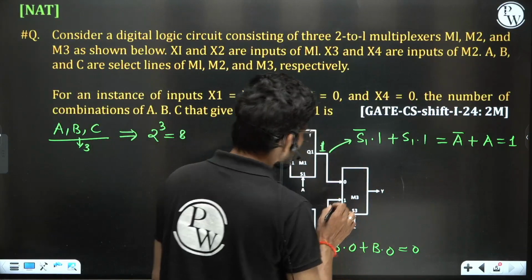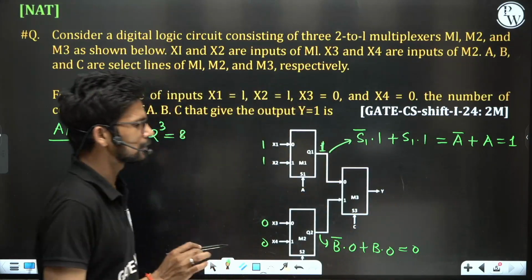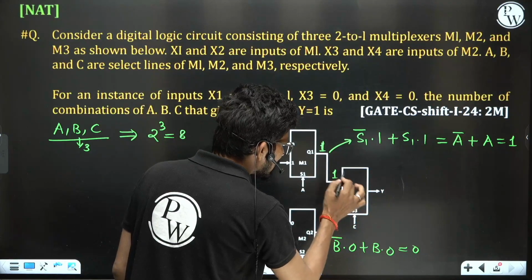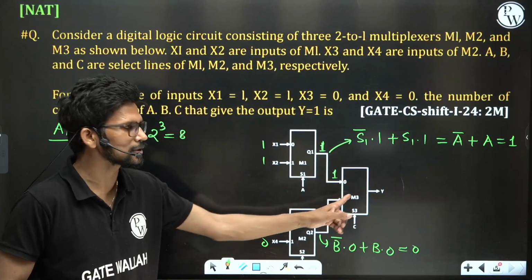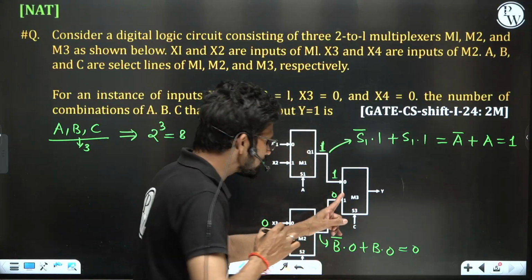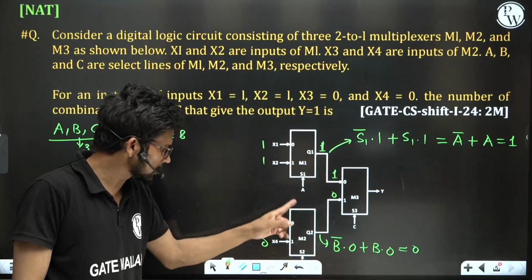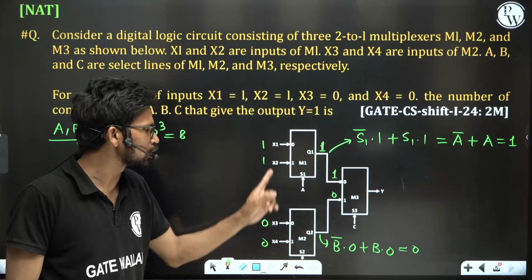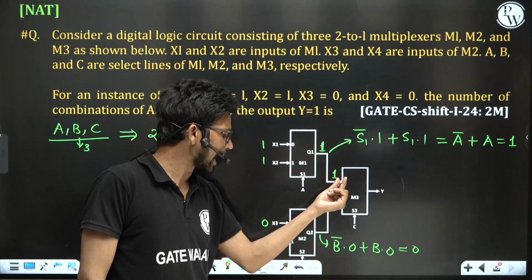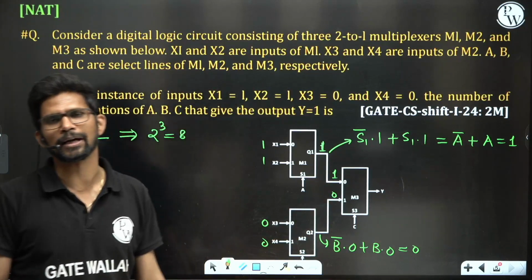Now they are asking for how many combinations the output Y will be at logic 1. For mux M3, the input I0 is permanently at logic 1 and the input I1 of M3 is permanently at logic 0. Why? Because one mux is permanently producing output 0 and the other is permanently producing output 1, so the I0 input will always be at logic 1 and the I1 input will always be at logic 0.